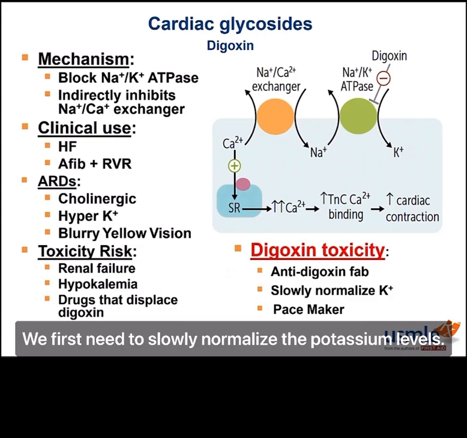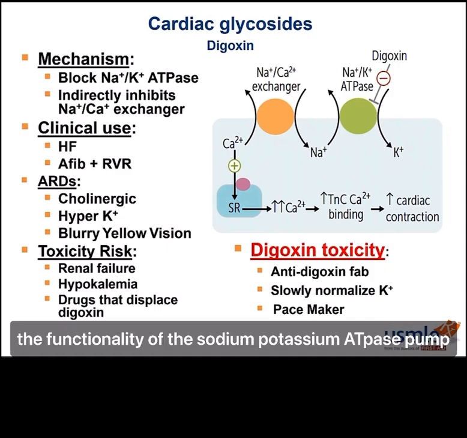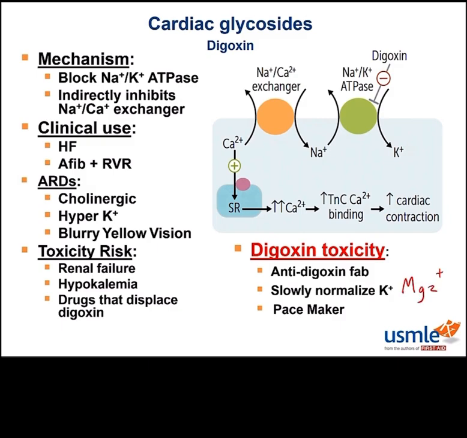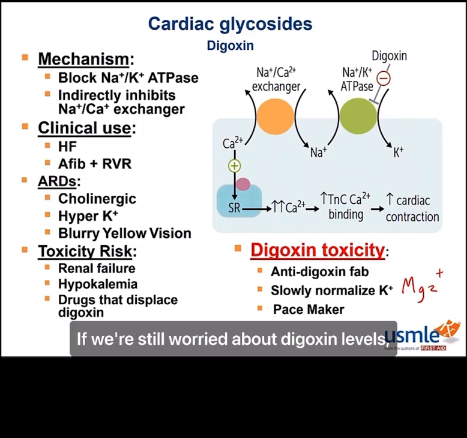We first need to slowly normalize the potassium levels. We need to make sure we can increase the functionality of the sodium-potassium ATPase pump by giving magnesium. Magnesium is a key cofactor for the pump to work. If we're still worried about digoxin levels, we can give anti-digoxin Fab fragments. These directly bind any free digoxin.